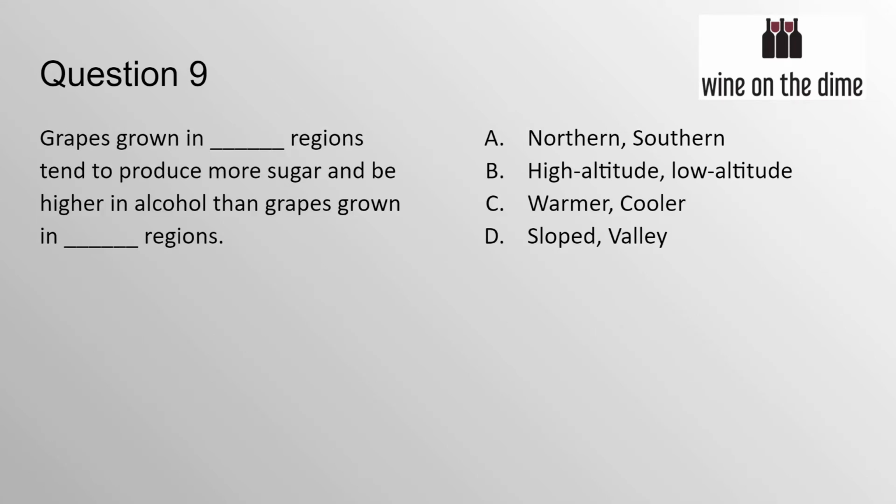Question number 9. The grapes grown in blank regions tend to produce more sugar and be higher in alcohol than grapes grown in blank regions. A. North regions versus southern regions. B. High altitude regions versus low altitude regions. C. Warmer regions versus cooler regions. D. Sloped regions versus valley regions.